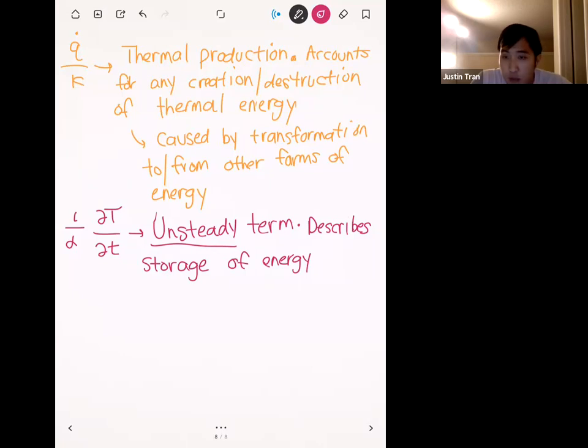Oh, question. Yes. What is this variable here in the denominator? Good point. I kind of skipped over that because we're running a little bit behind, which is my fault, by the way. This term here is known as the thermal diffusivity.